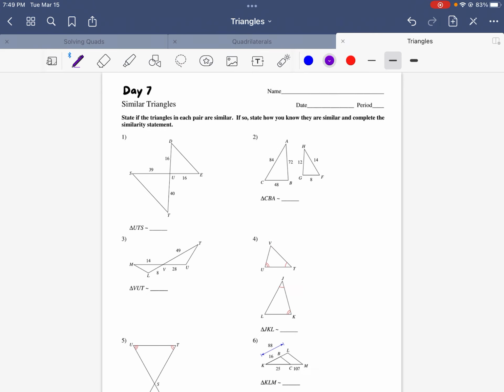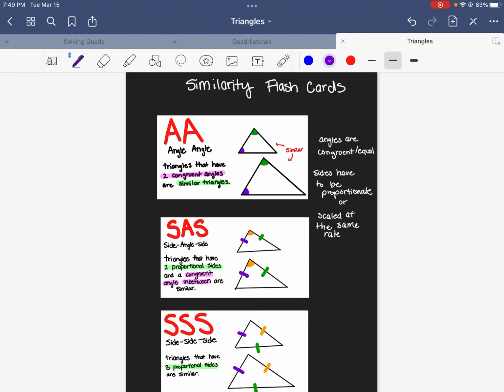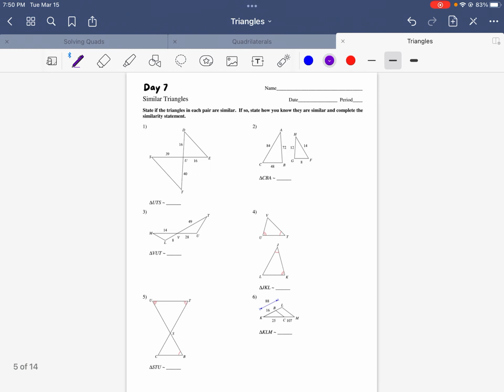I highly recommend for this worksheet to have these flashcards next to you. If you have not made your flashcards, then pause the video and go make them right now. But anyways, let's get started.